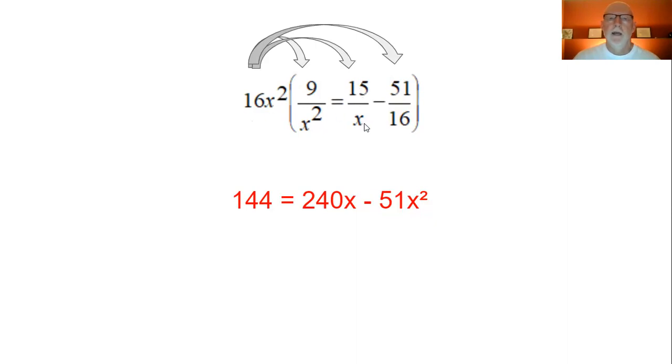x squared divided by x. So we'll take 1x out of the numerator and the denominator. We'll be left with 1x in the numerator. 16 times 15 times x, which is 240x. 16 divided by 16 is 1. So 1 times x squared times 51 is 51x squared. And we've got the minus sign.